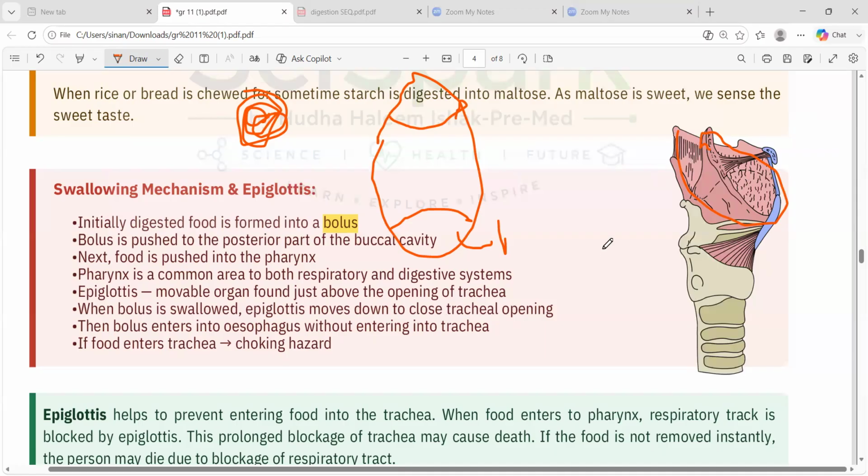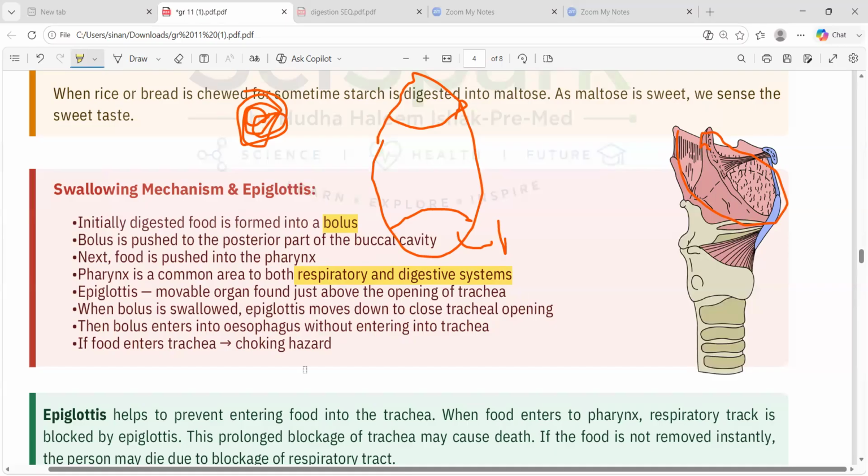And pharynx is a junction, right? Pharynx is common to both the respiratory and the digestive systems. So the epiglottis is a movable organ. It's like a door. Remember it like that. You don't need to think about these complex things. Just try to remember all these points using simple day-to-day activities. So epiglottis is like a door, and it is preventing the food from entering into the respiratory tract.